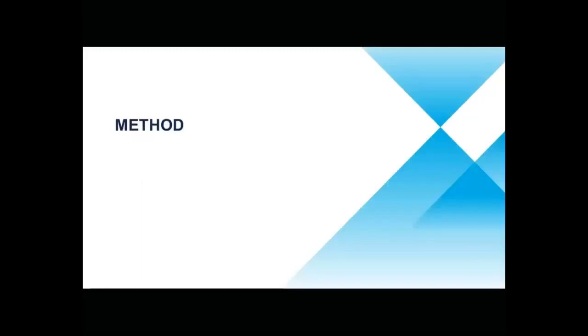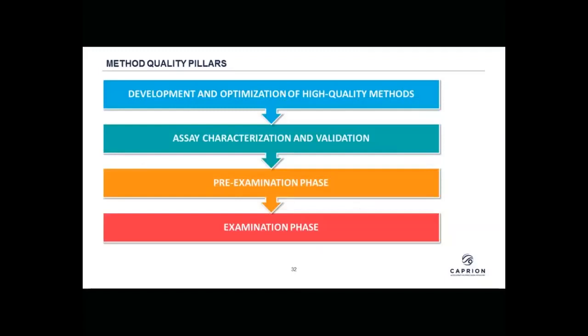So now let's talk about the method quality pillar. The sub-pillars for the method quality are the development and optimization of high-quality methods. If you don't develop a good method, you're not going to get good data in the end. Assay characterization and validation. And then you need process maps for the pre-examination and the examination phase of your assay.